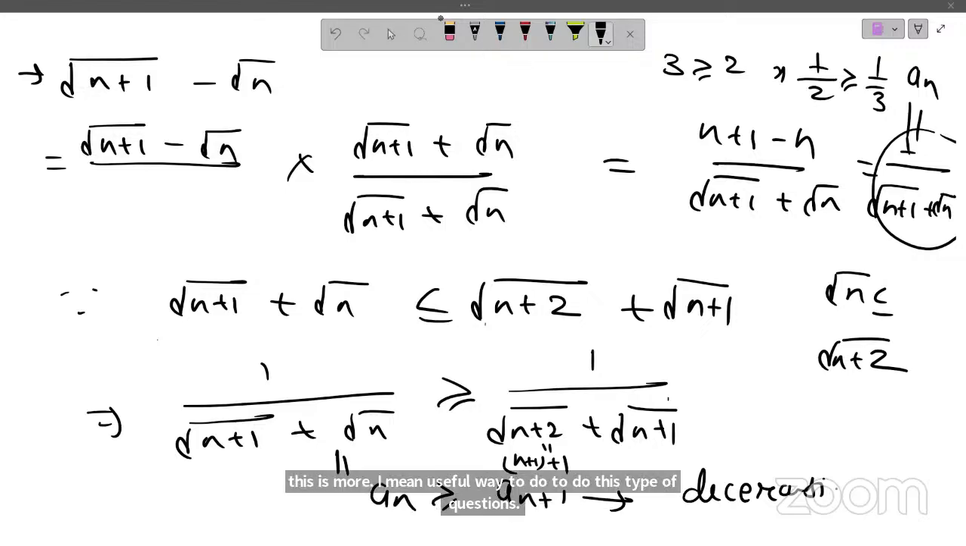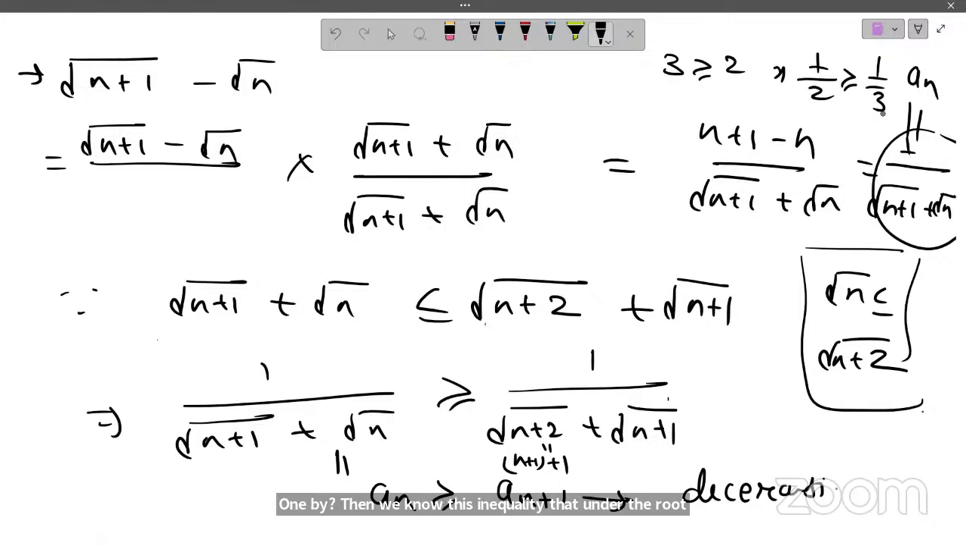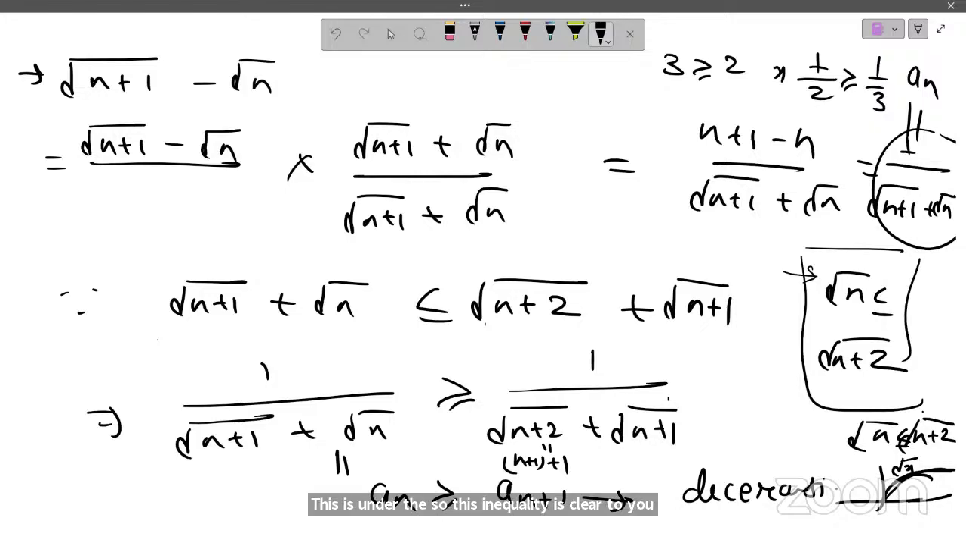So this is a more useful way to do this type of question. Okay. Ma'am, can you explain how you got this after getting 1 by square root of n plus 1 plus root n? Yeah, we get this, right? Then we know the inequality that root of n is less than or equal to root of n plus 2, because obviously n is less than or equal to n plus 2, since we are adding something to n. And we know that the root function is increasing, right? This is the root of x. So is this inequality clear to you? Yes, ma'am, that inequality is clear.